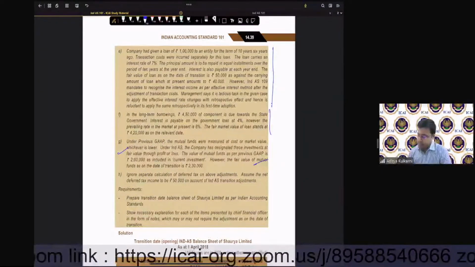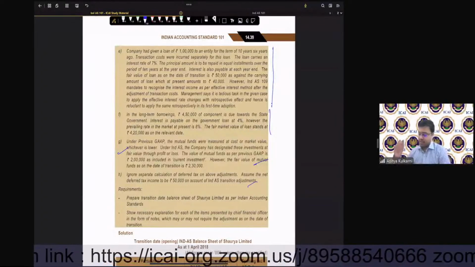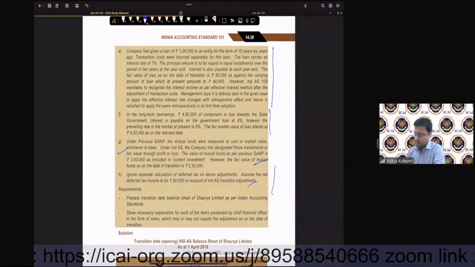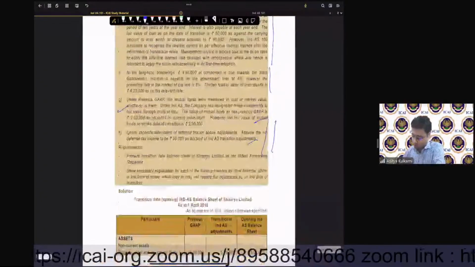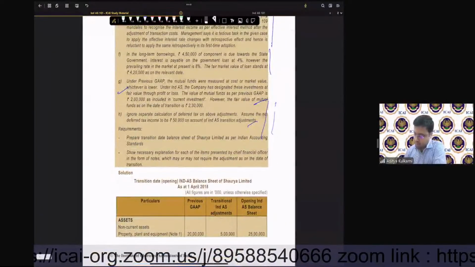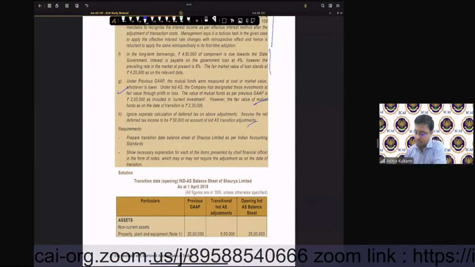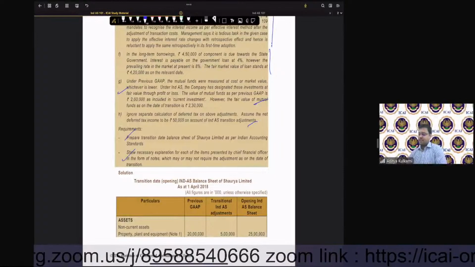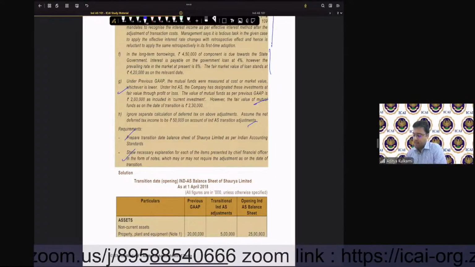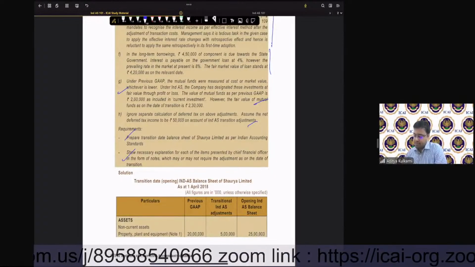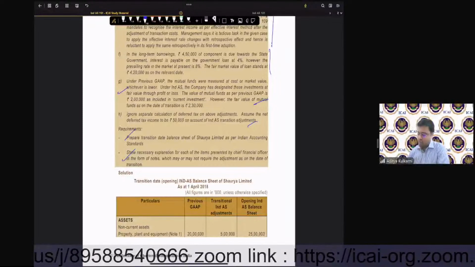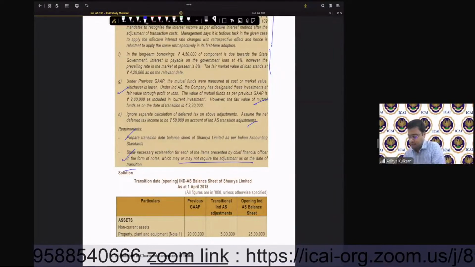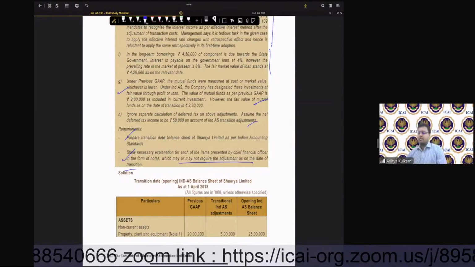Ignore separate calculation of deferred tax. Assume the net deferred tax income to be 50,000 on account of Ind AS transition adjustment. Okay, next one. Requirements: prepare a transition date balance sheet and show necessary explanation for each of the items presented by the CFO, in the form of notes, which may or may not require the adjustment, as on the date of transition.